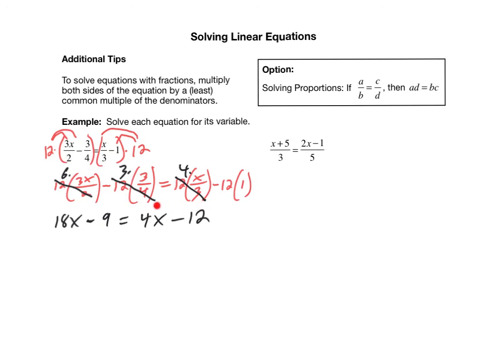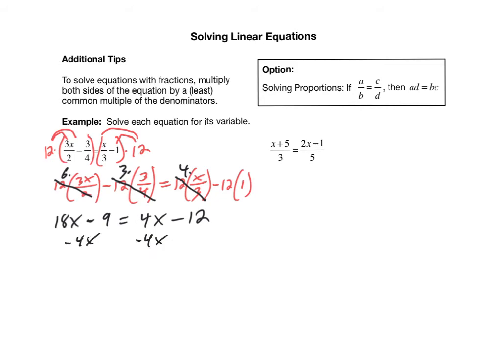And now we have an equation here that is equivalent to the original equation, but this new equation doesn't have any fractions in it. And now we would solve this like we did in previous screencasts. So first we need to get x on one side. Perhaps we'll subtract 4x from both sides. You could also subtract 18x from both sides if you'd like.